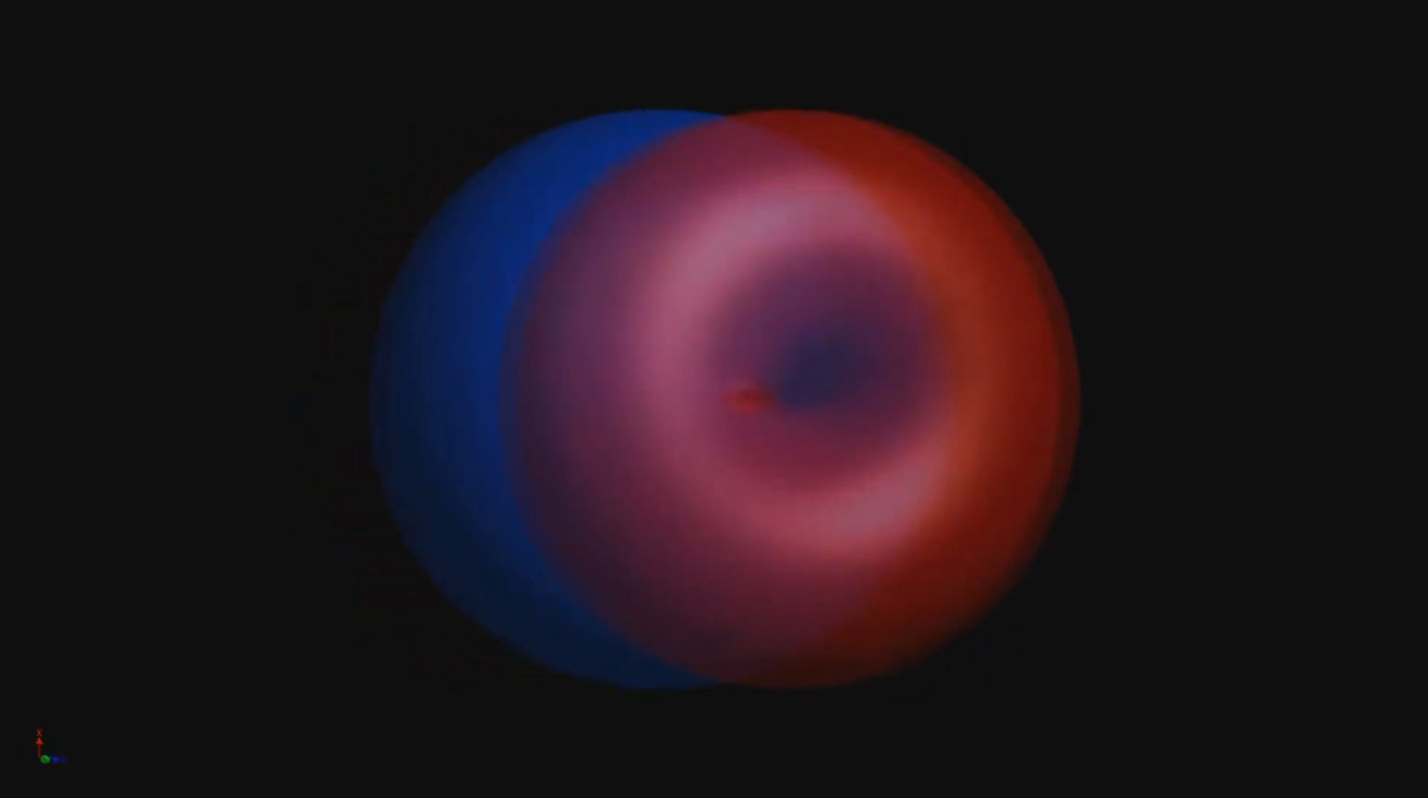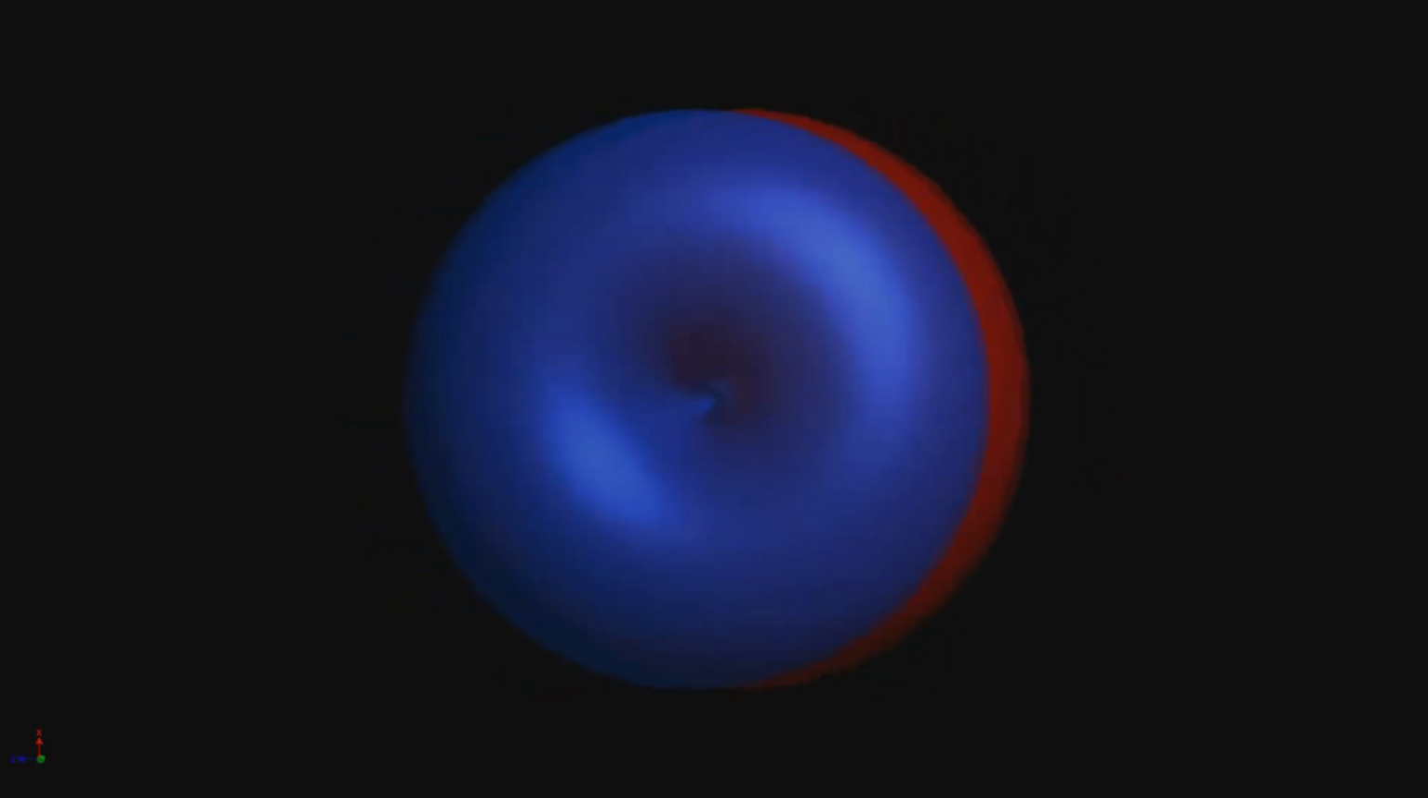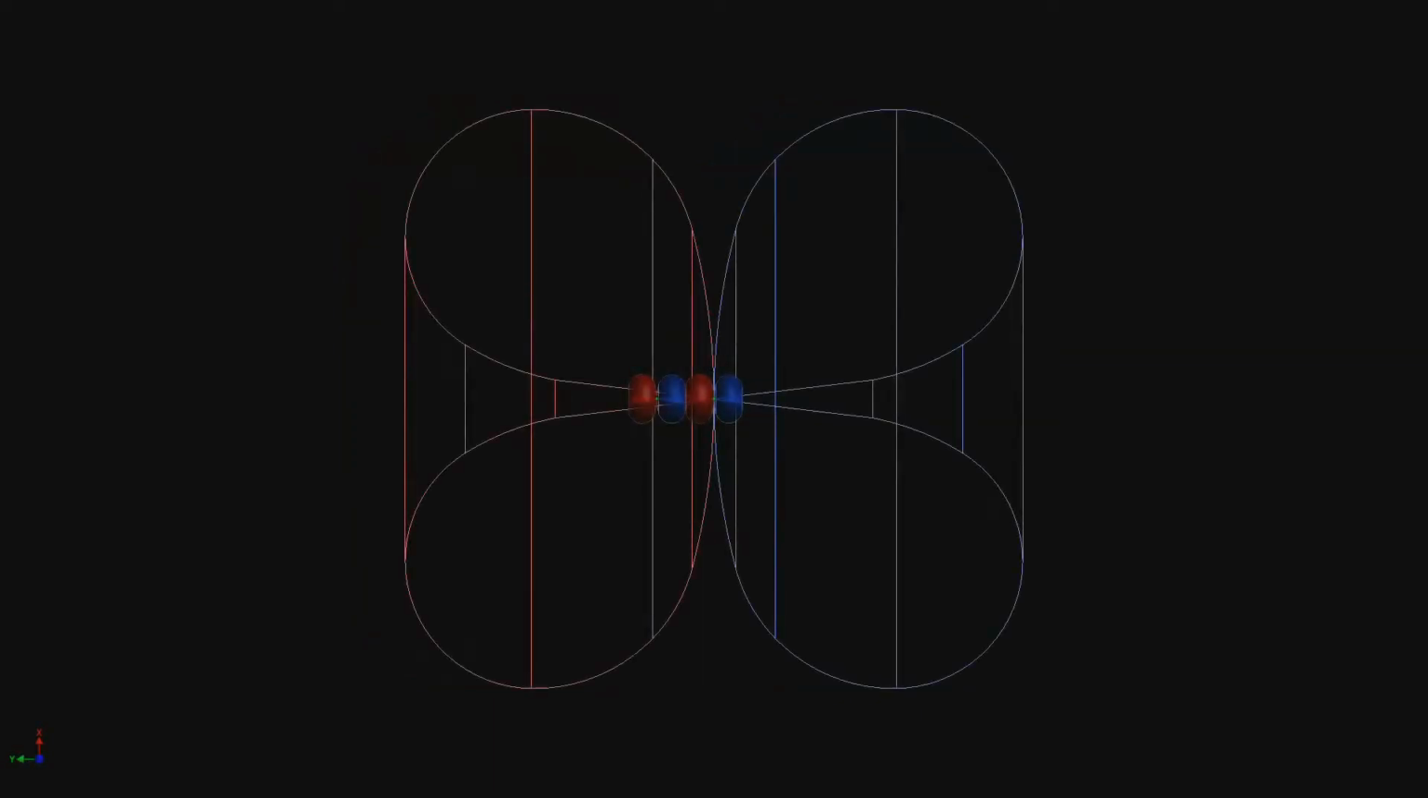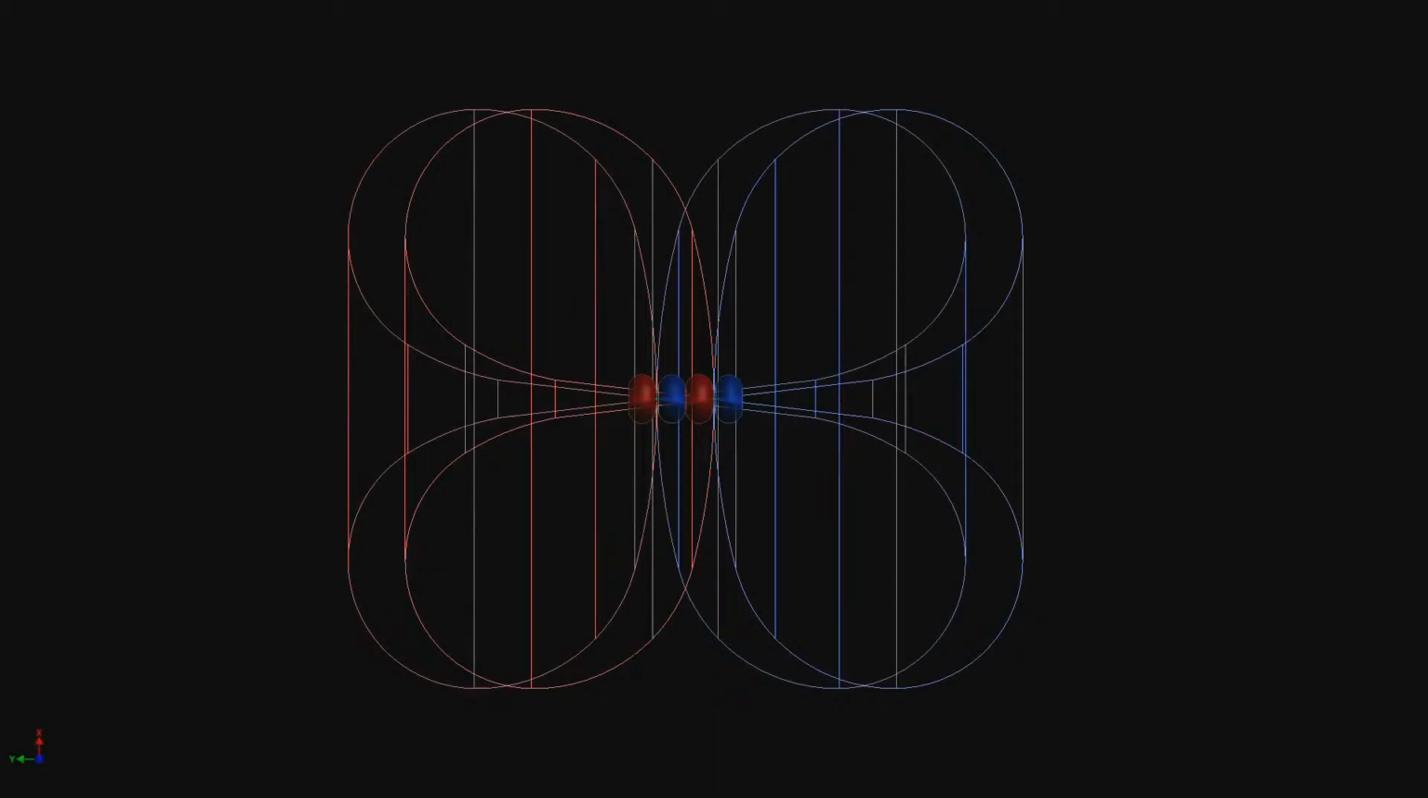Now we have two photons. Now we have the extended electromagnetic field of these two photons. Notice how the extended electromagnetic fields overlap each other. Here we see the extended fields represented in wireframe. Now we see the extended fields overlapping each other.